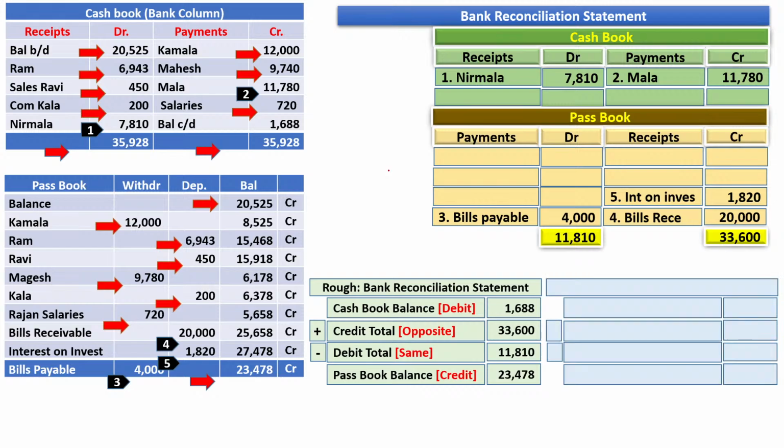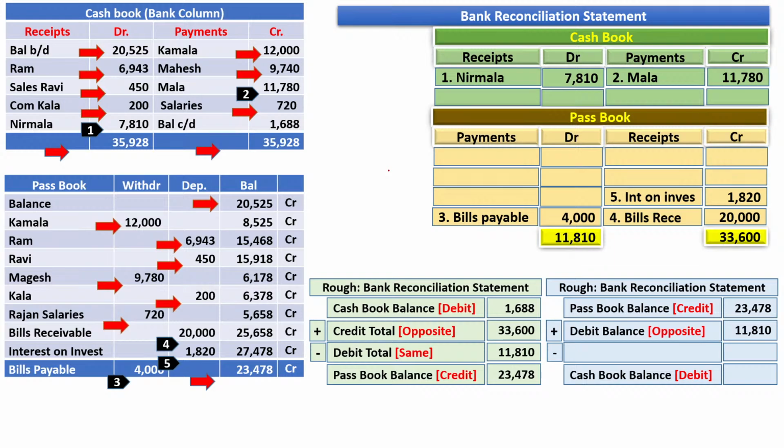The other way also you can work out. Okay, if I start with a passbook balance which is 23,478 credit, what do you have to do now? With that, you have to add the debit side. So add and subtract. What is going to be added here? Debit balances. The total of the debit side, 11,810, is added, and the credit balance, 33,600, is subtracted to get the cash balance. Is that okay? We get it naturally. Very simple. 1680. Clear? That's all.